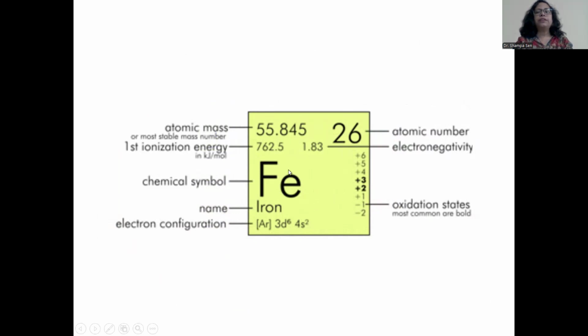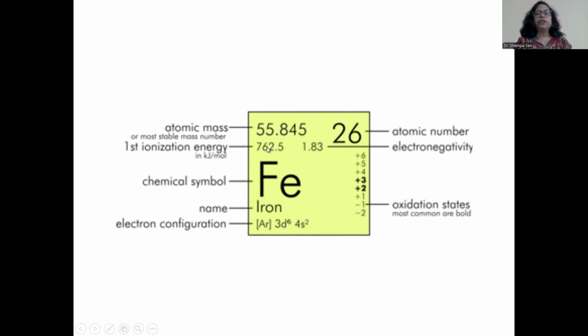Fe. This is the symbol. Symbol of what? Iron. The name of the element is iron. Why Fe when it is iron? Because it is derived from its Latin name, ferrum. Atomic mass is given in the top left corner, 55.845. Atomic number on the top right corner, 26.